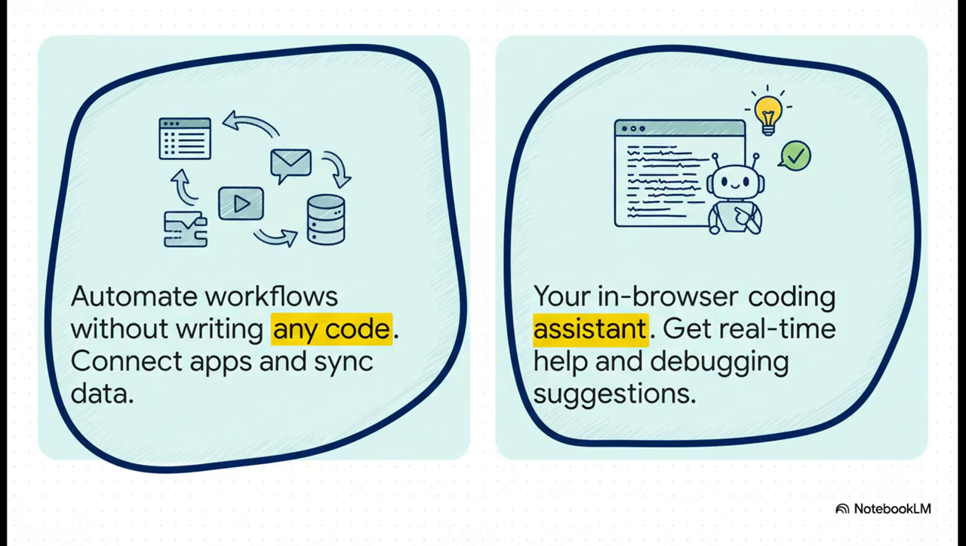Then on the right, you've got Replit AI, which is a coder's best friend. It runs right in your browser to give you real-time help, suggest bug fixes, and get your project started way faster. So one is for no code, the other is for all code.